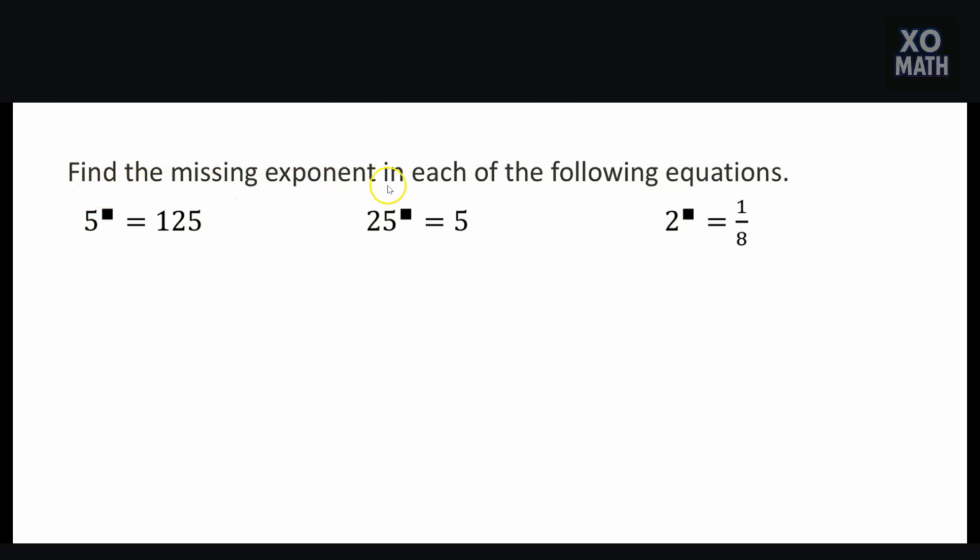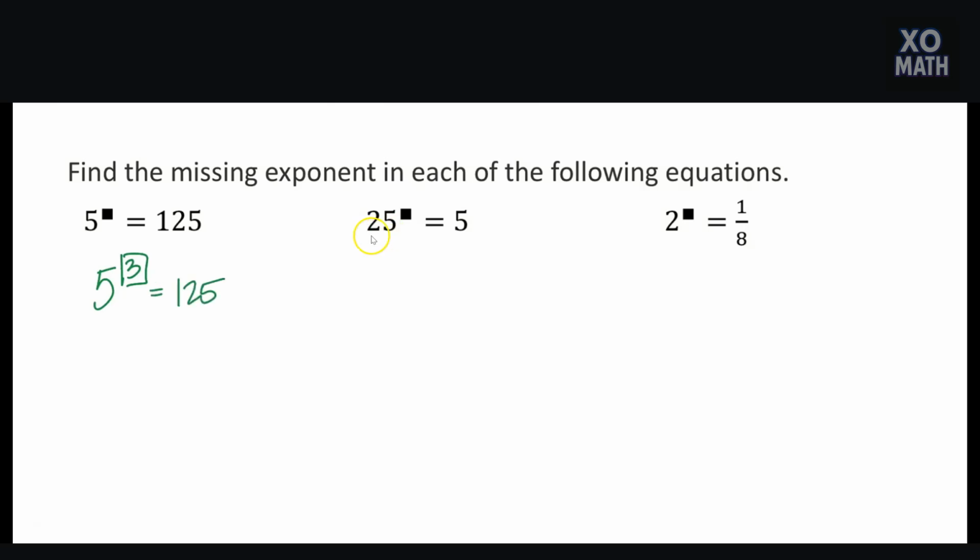We want to find the missing exponent in each of the following equations. And this is just going to come with practice and really knowing your powers and your roots. So here, the missing exponent is what's in the little black box. So 5 to what exponent equals 125? That's just knowing that when we raise 5 to the third power, we end up with 125. So the missing exponent there is 3. 5 to the third is equal to 125.